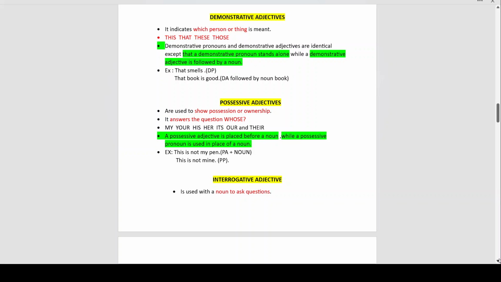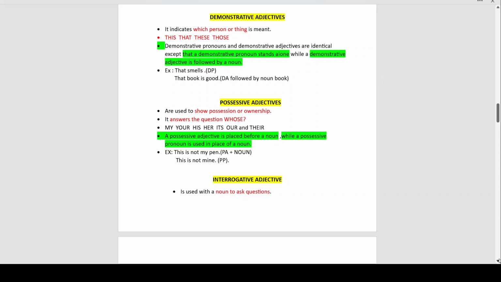Now, what is the possessive adjective over here? It is my. Now, my is placed before the noun. So, what is the noun here, children? It is pen. So, I have placed the possessive adjective my before the noun pen. So, in this sentence, my is the possessive adjective.